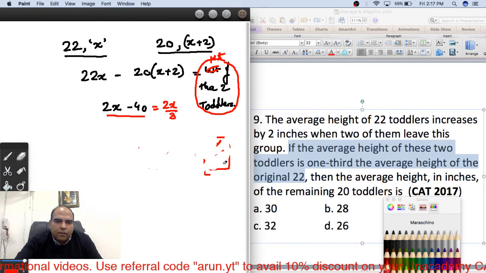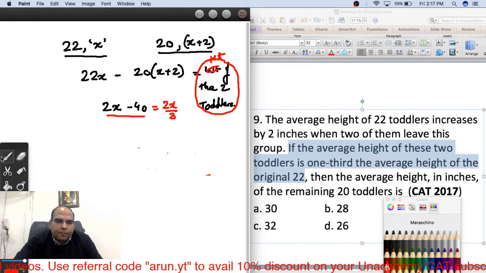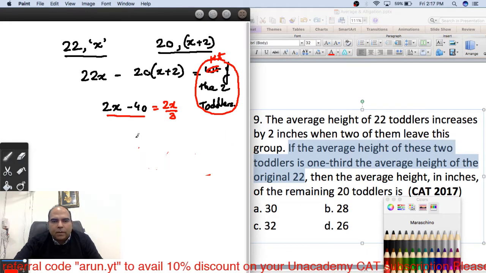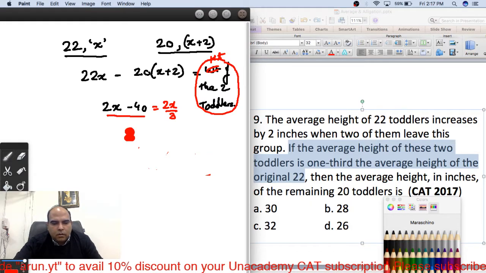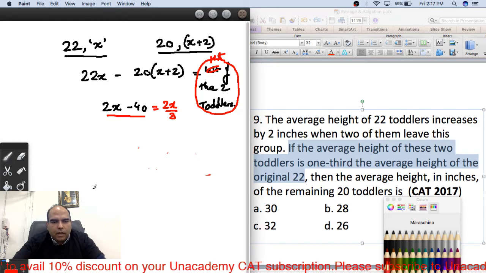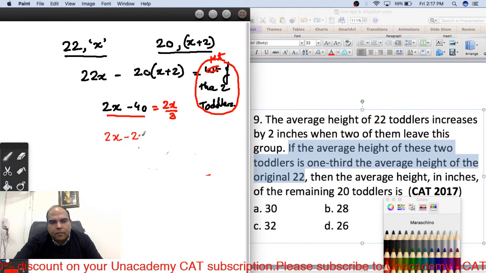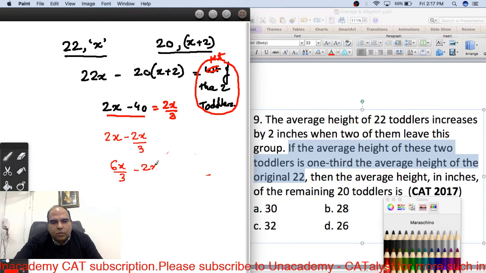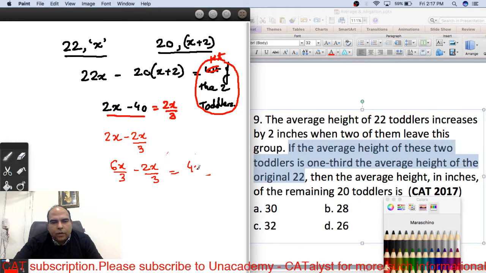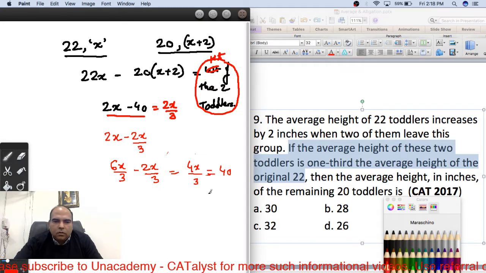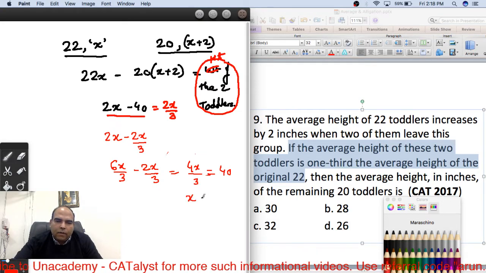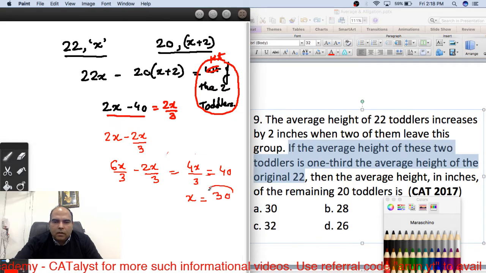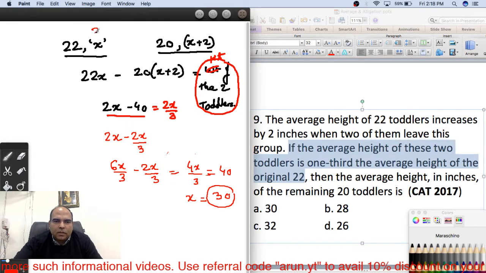And when I do that, I get 2x minus 2x by 3, which is essentially 6x by 3 minus 2x by 3, which is 4x by 3, is equal to 40. So naturally, the value of x is going to be 30. This is the value of the original height of the 22 toddlers. Please remember, this is 30 for this.